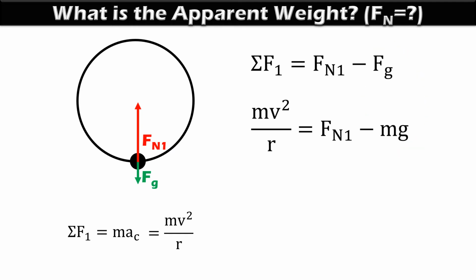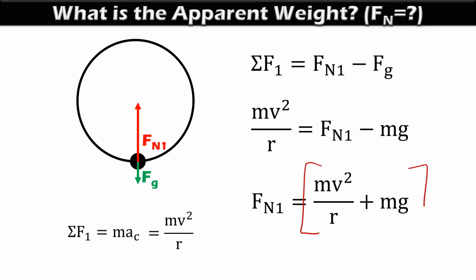So if the question is what is the apparent weight, let's solve for the normal force, and now we have an equation that'll tell us the normal force. It's actually telling us what our apparent weight is. Normally we feel mg, but we have this additional factor here. So we're feeling heavier by this much. All right, that's what our apparent weight is. So that's the idea there.